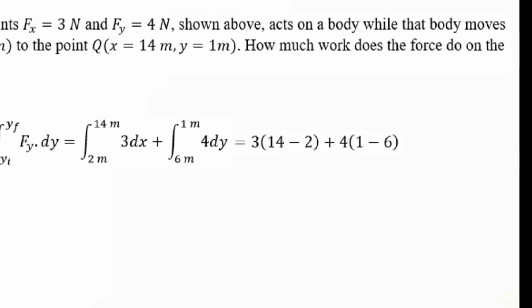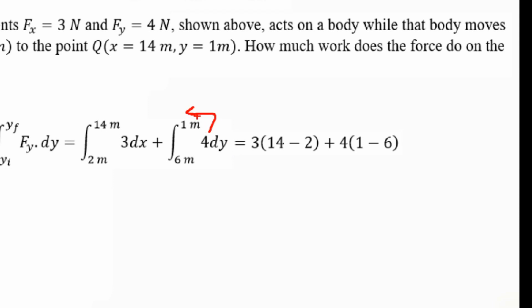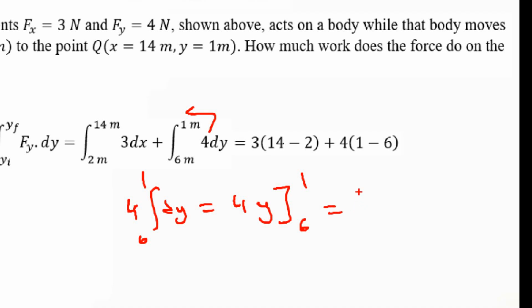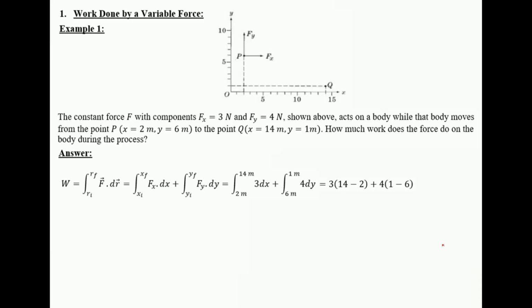Let me also do the other one. So 4 can be dragged out, that would be 4 integral from 6 to 1 dy. So 4 is a factor multiplied, so the integral would be linear from 6 to 1. So first we start by replacing 1, which is the final, minus 6, and that would be 4 multiplied by minus 5.